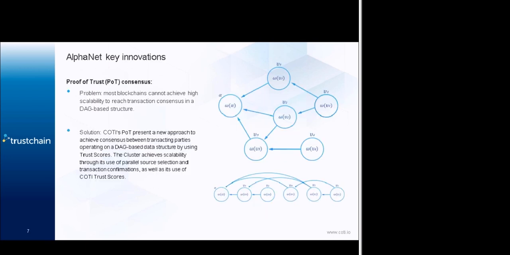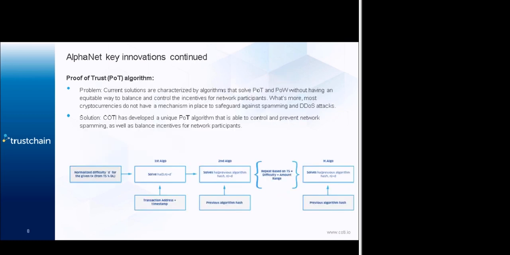Moving forward to some of the AlphaNet key innovations, the first one, which is one of the important ones, is the proof of trust consensus algorithm, which addresses the problem of scalability. Coty's scalability and consensus protocol present a new approach to achieve consensus between transacting parties operating in a DAG-based data structure by using trust score. The cluster achieves scalability through its use of parallel source selection and transaction confirmation, as well as its use of the trust score itself.